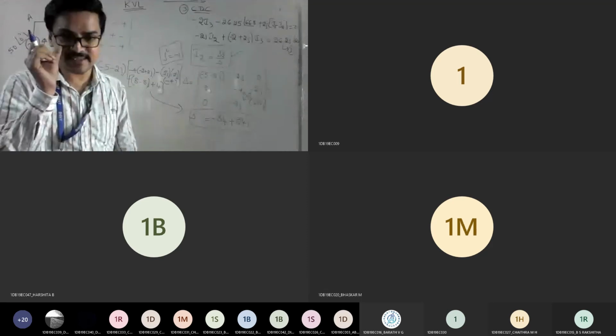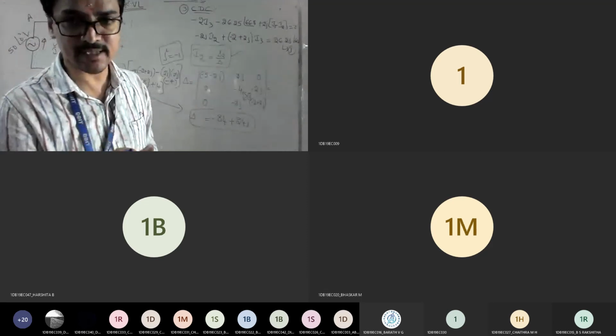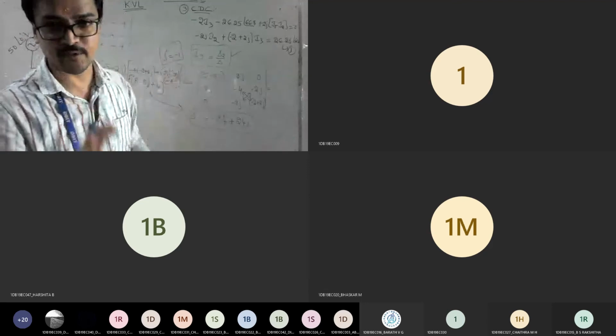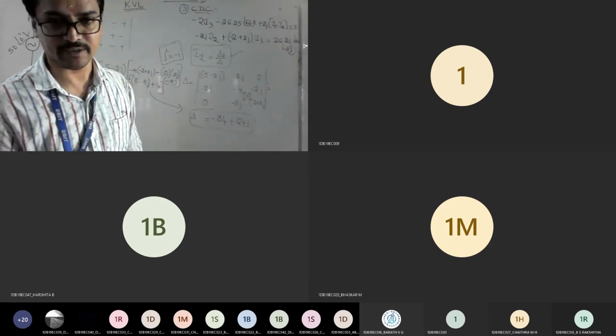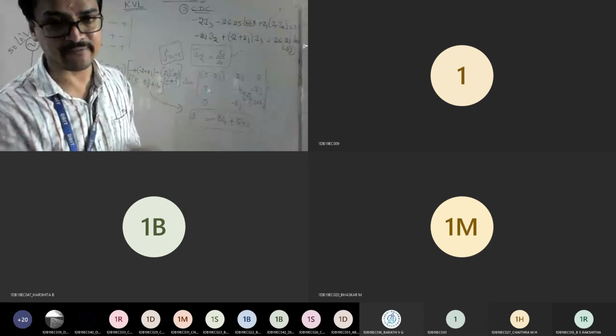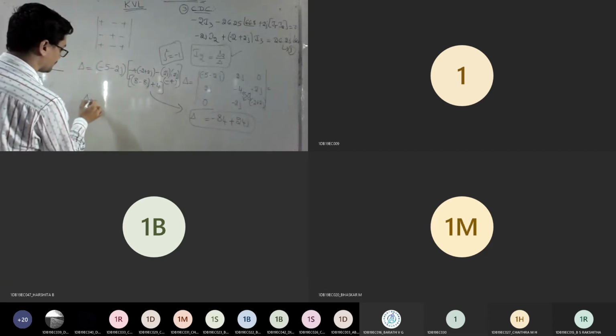Good. So now what is the next thing you want? No need to find delta 1 and delta 3 here, since we need to find only across the 4 ohm. Straight away you can find your delta 2. If it is not asked, you have to find everything. So to find delta 2, what is the procedure here?